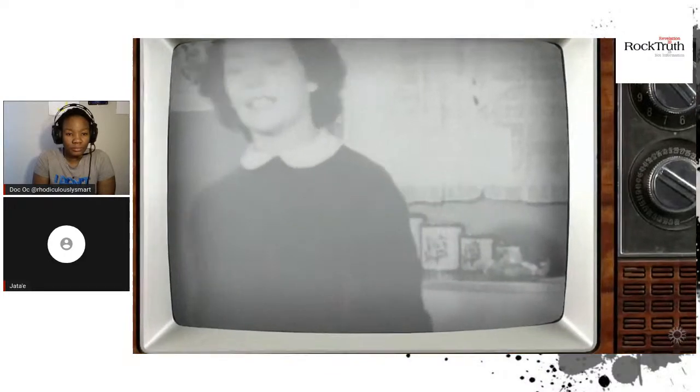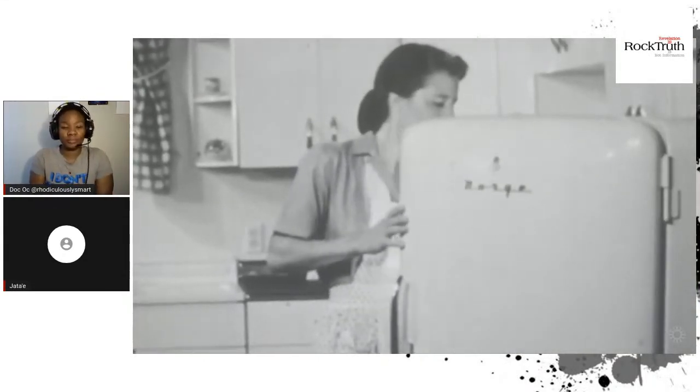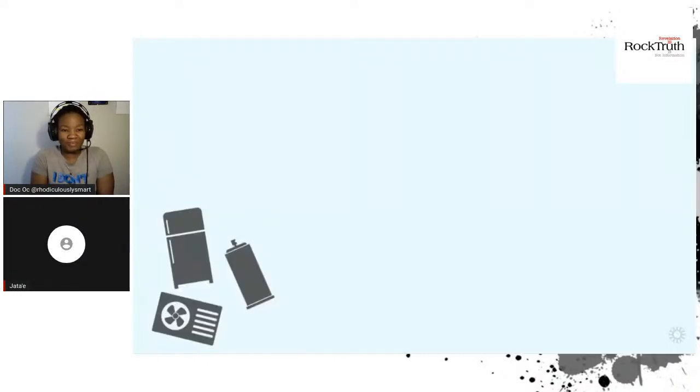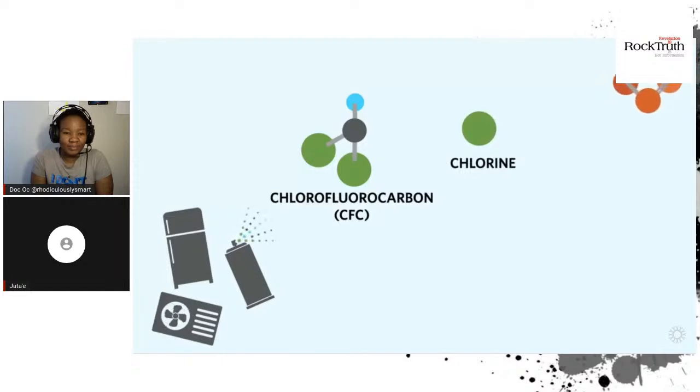In the 1920s, humans started using gases called chlorofluorocarbons, or CFCs, in refrigerators, air conditioners, and later in aerosol sprays. Over time, these CFC gases made their way up through the atmosphere into the stratosphere. In the stratosphere, UV radiation strikes CFC molecules, which causes them to release a free chlorine atom.